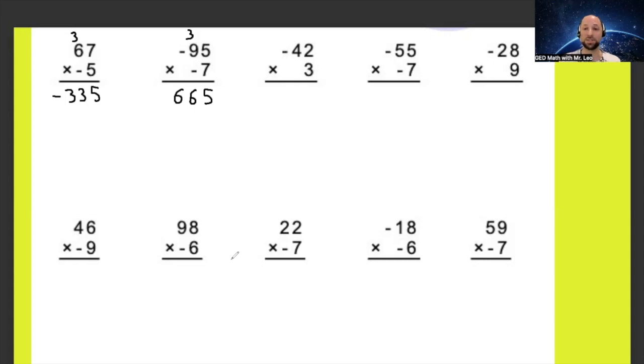If you want, pause the video here and work these out on your paper. Okay, answers coming in 5, 4, 3, 2, 1. 3 times 2 is 6. 3 times 4 is 12. Final answer, negative 126.